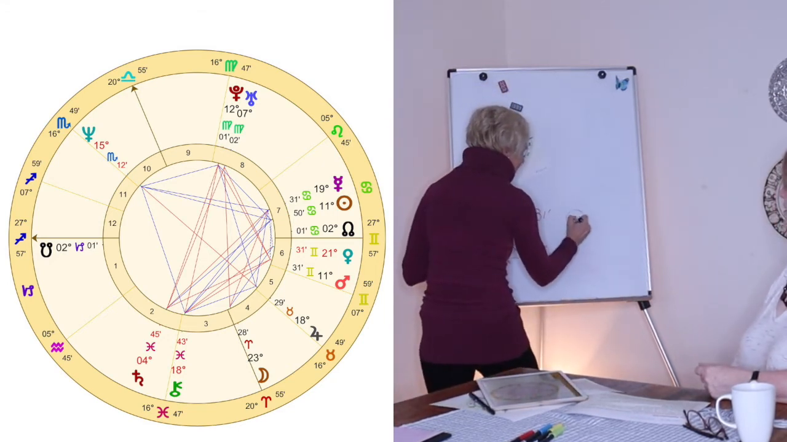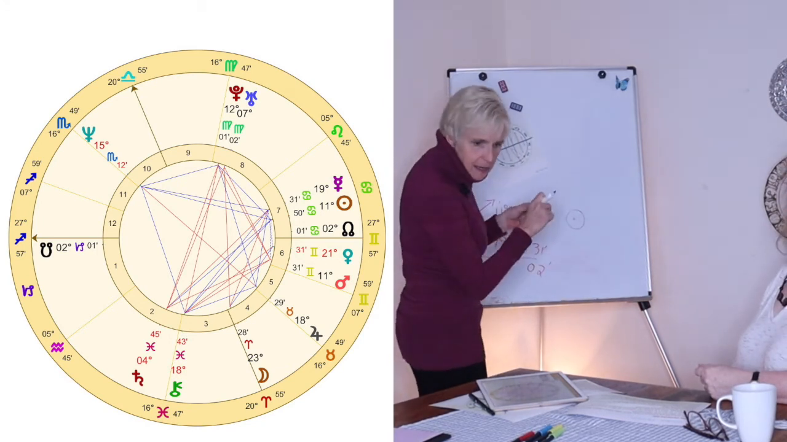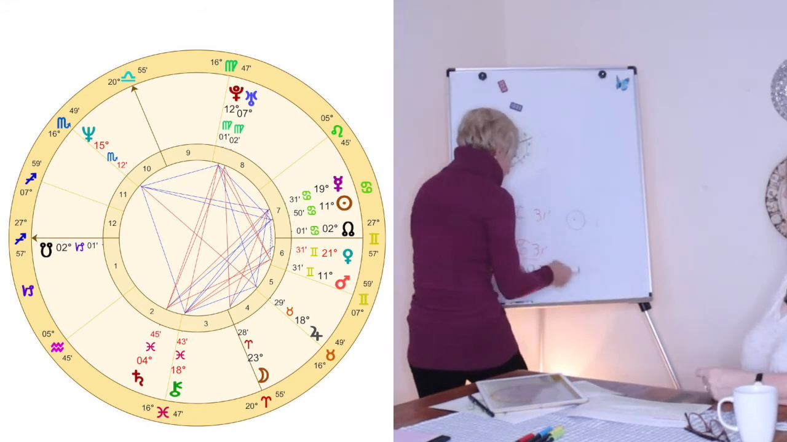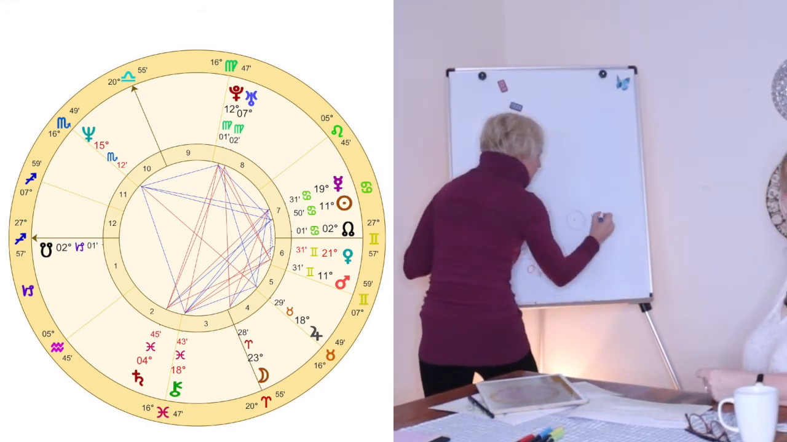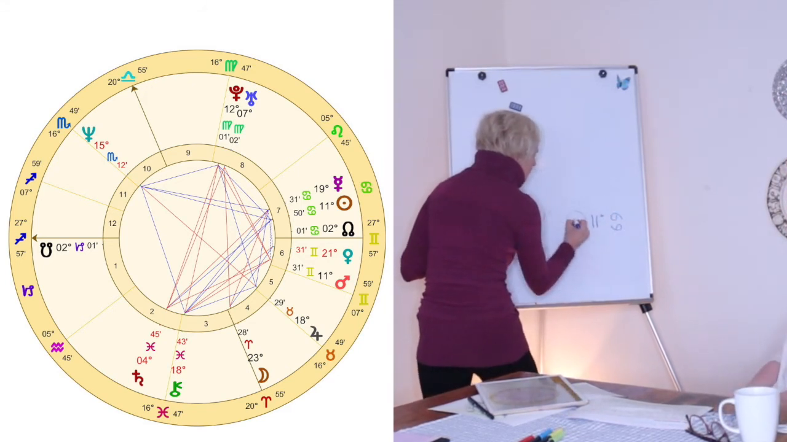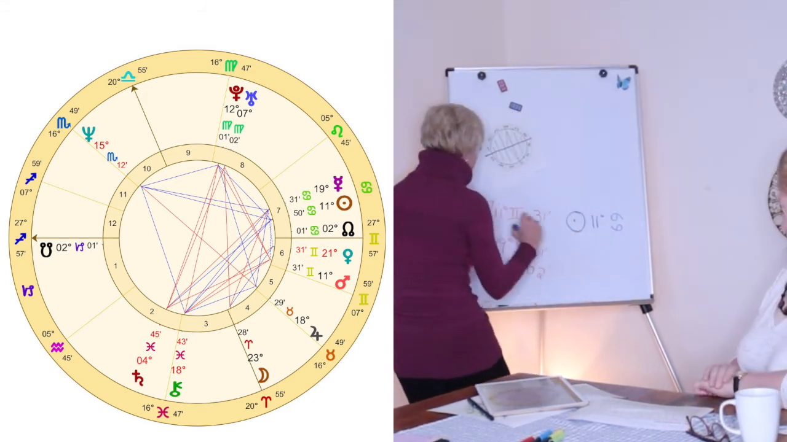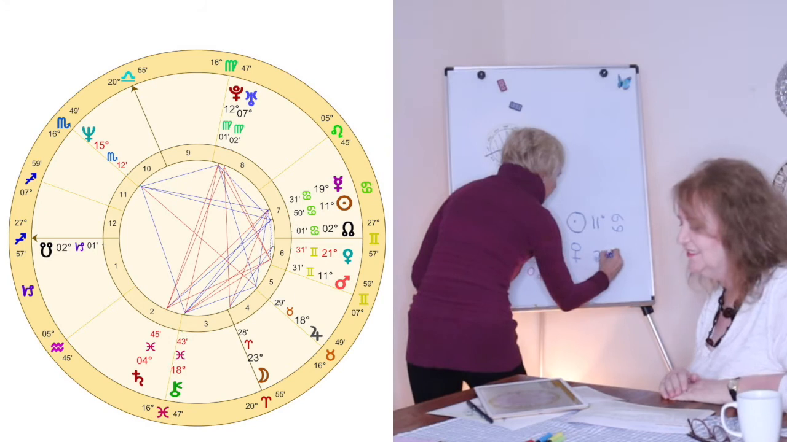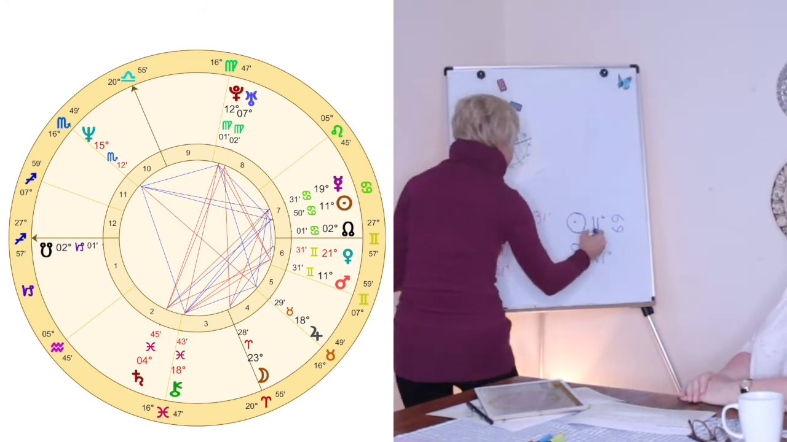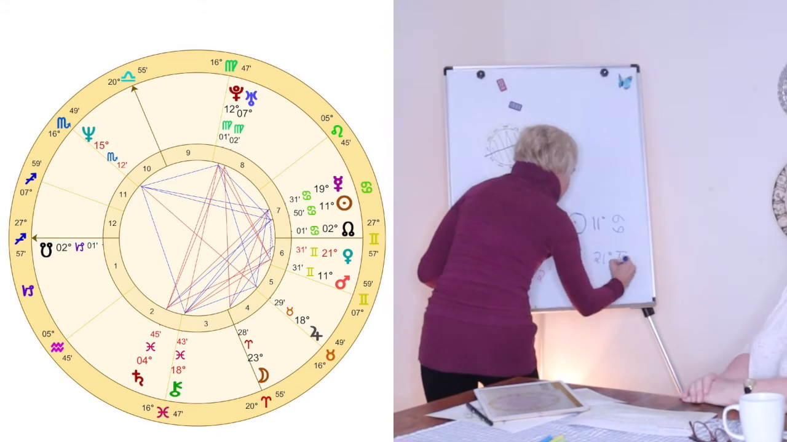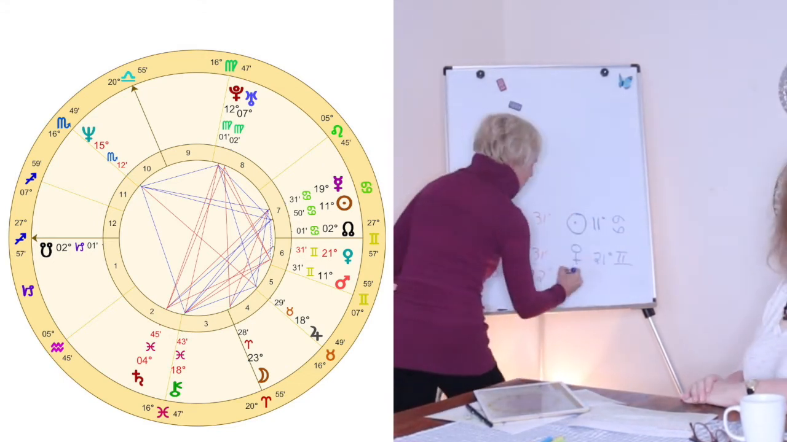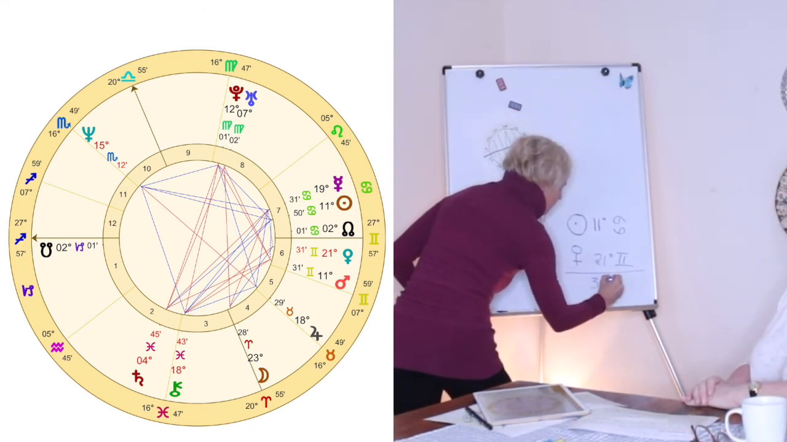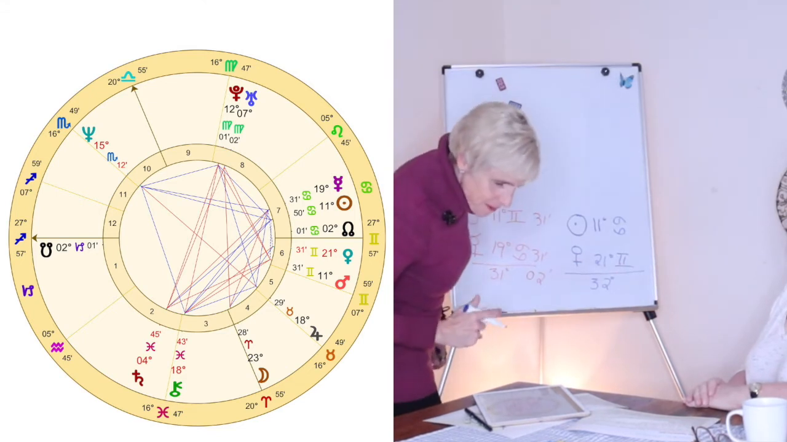So the Sun for Paolo is at 11 degrees Cancer. Let's do this one. 11 degrees Cancer. And we have, I want to say Venus. That's correct. Venus at 21 degrees Gemini. So here we add up. What do we get? We get 32? It is. 32.